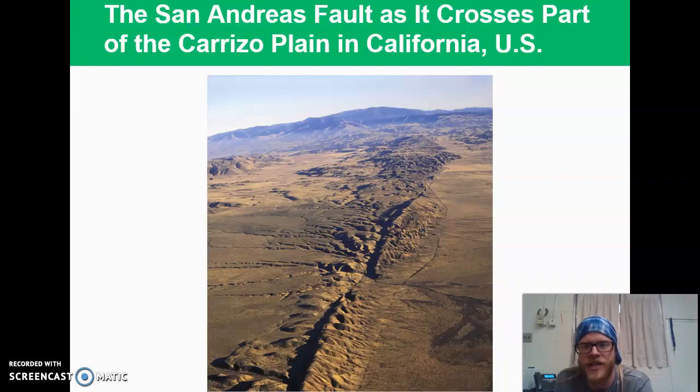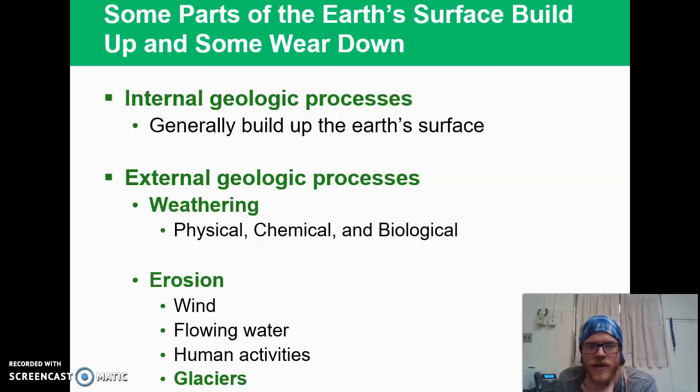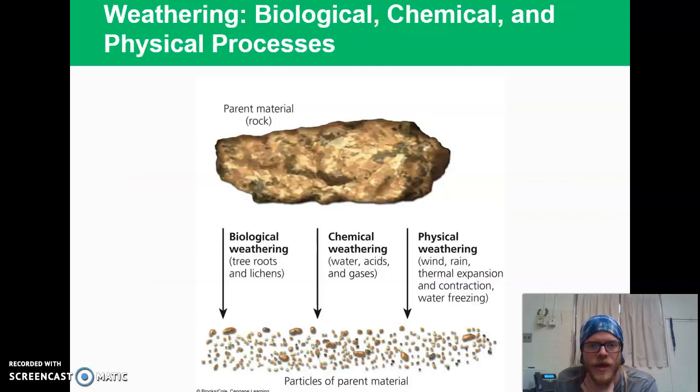So here's a look at the San Andreas Fault in California. This is the fault that's responsible for all the major California earthquakes, and we've definitely felt earthquakes from there all the way here in Reno. All right, so something to kind of look at.